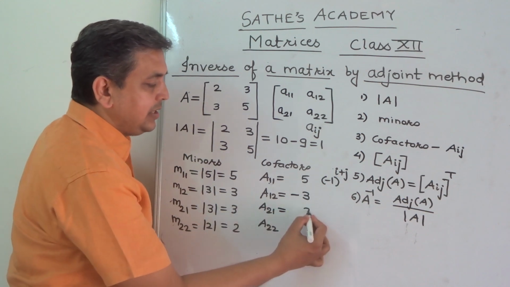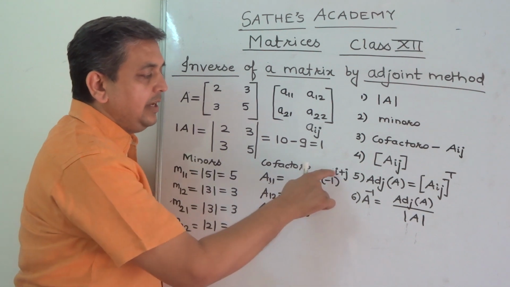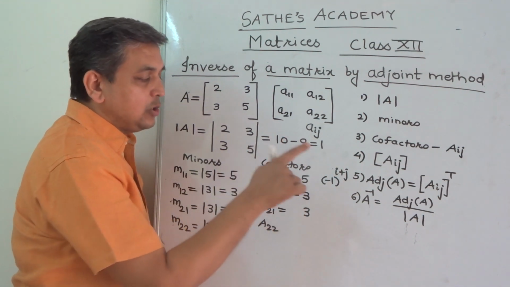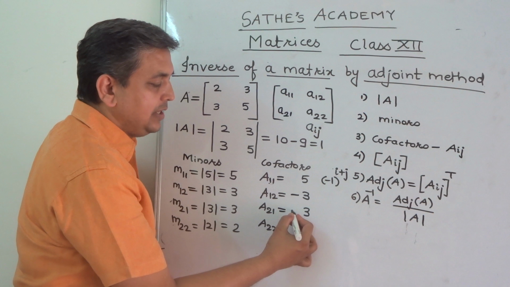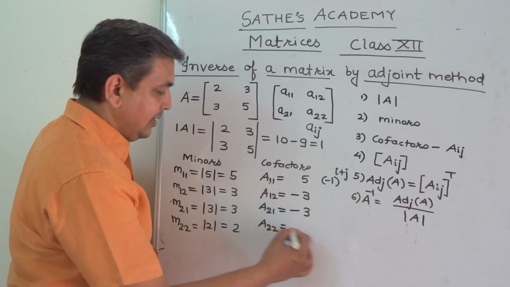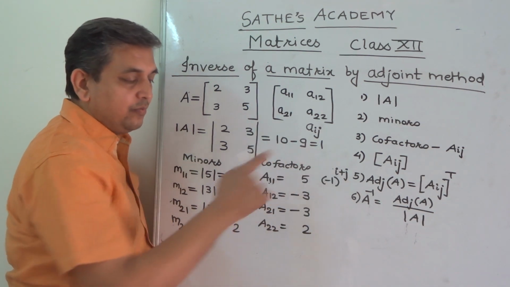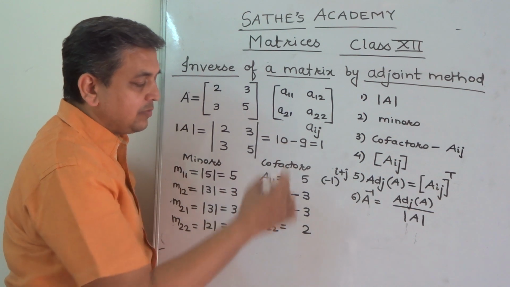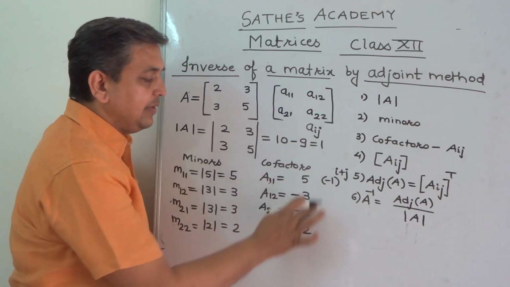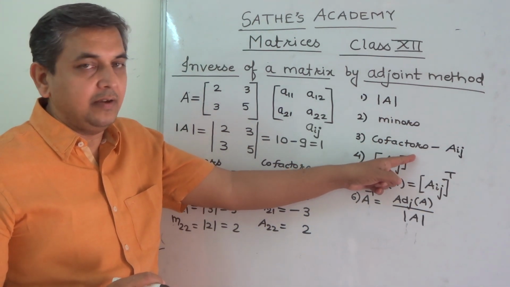Here the value is 3, the same. 2 plus 1, 3, i plus j. 3 is an odd number, (-1) raised to 3 is -1, so we have to write minus here. And here the value is the same, and 2 plus 2 is 4, an even number, (-1) raised to 4 is 1, and this way we get the cofactors. So we have reached this step 3.